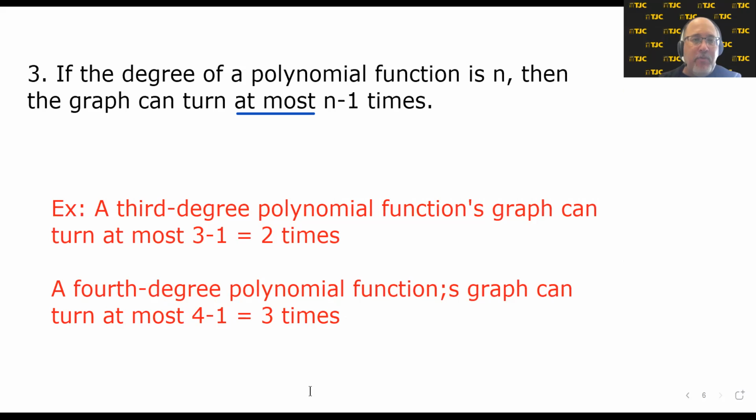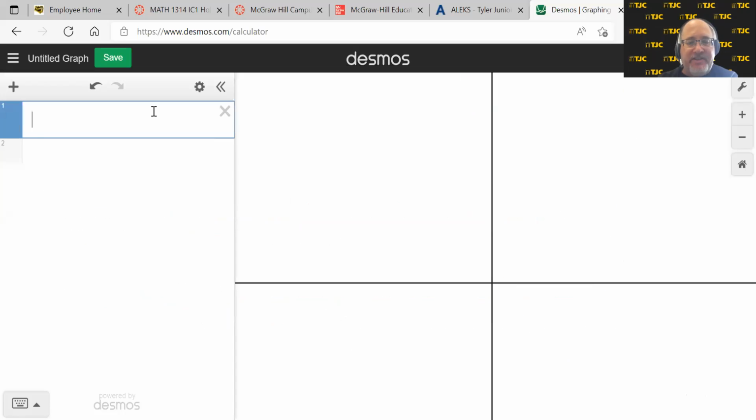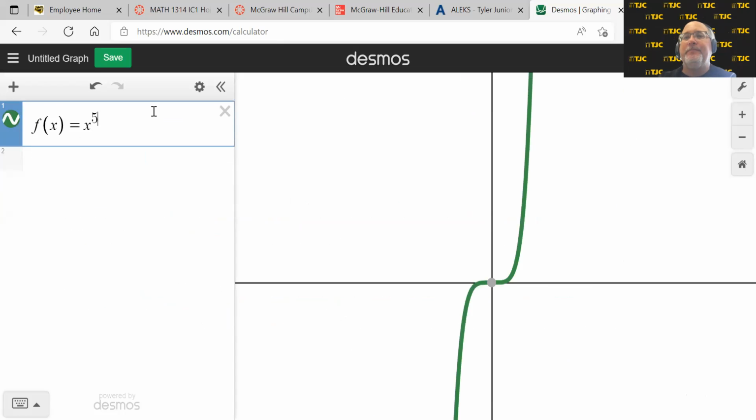I'll show you an example. Let's say I just take f of x equals x to the 5th, and that's it. How many times does this graph turn in the sense that it changes directions vertically? Goes up, then goes down, or it goes down, then goes up? Well, the part that we can see doesn't change direction at all. It's moving up.